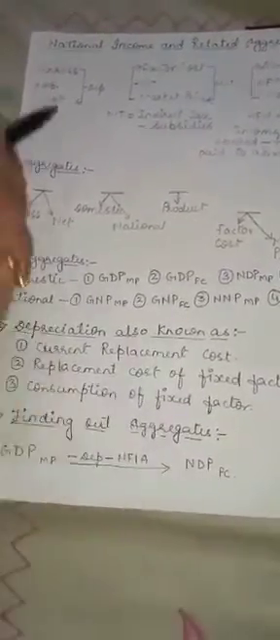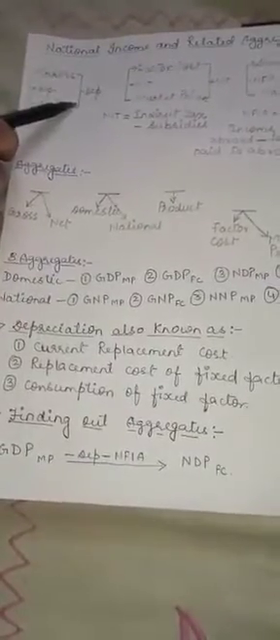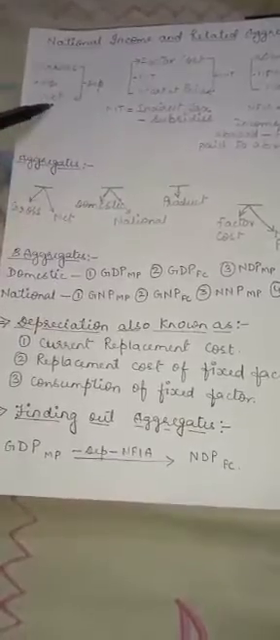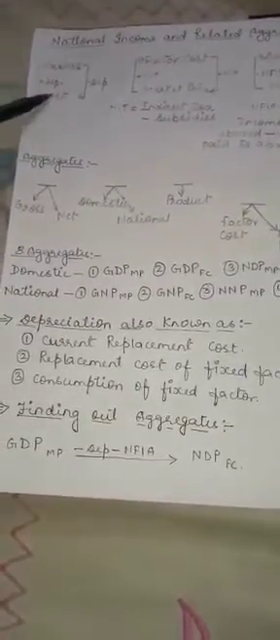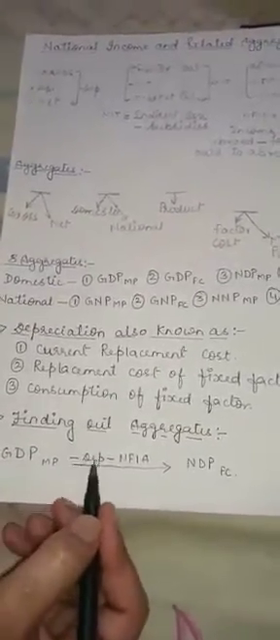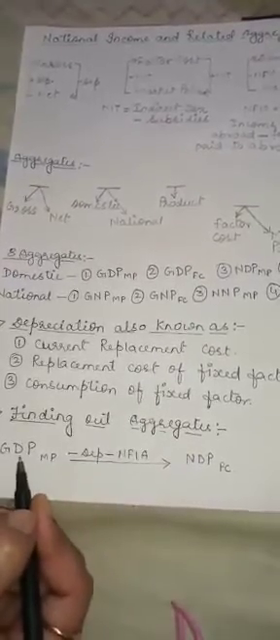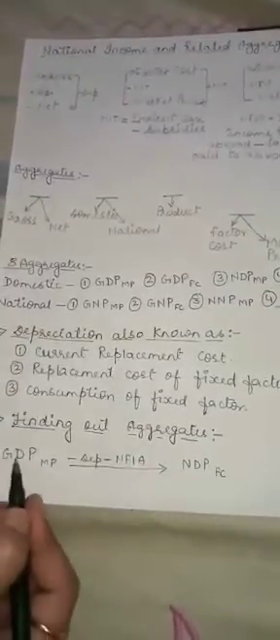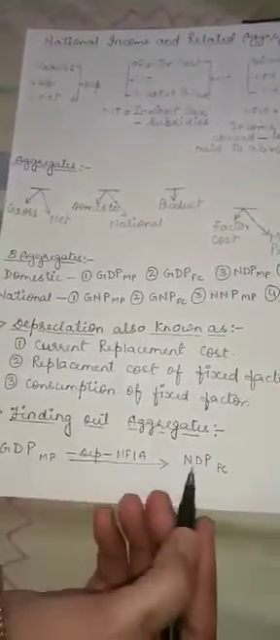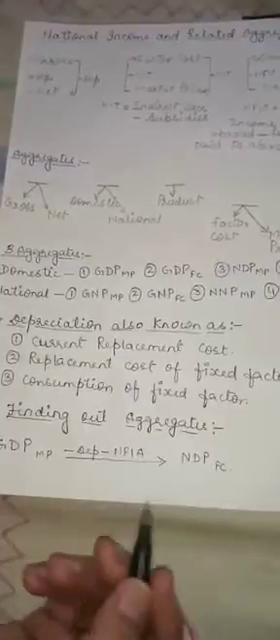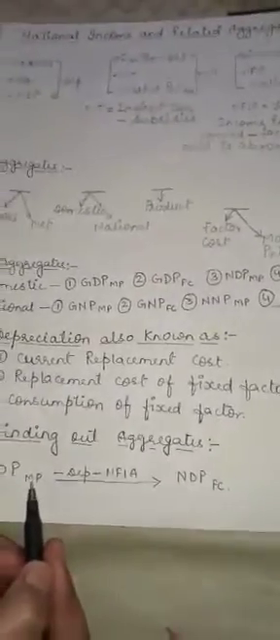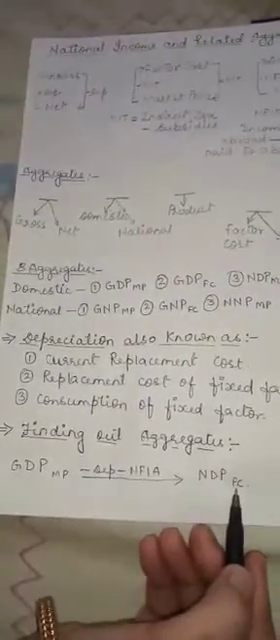We know according to the formula, if gross is given and we deduct depreciation from it, we will get the net. So here we will use this formula and we deduct depreciation from the GDP first. So GDP MP minus depreciation. Again, domestic is the same, so no changes in the formula. Then product is the same. So no changes.